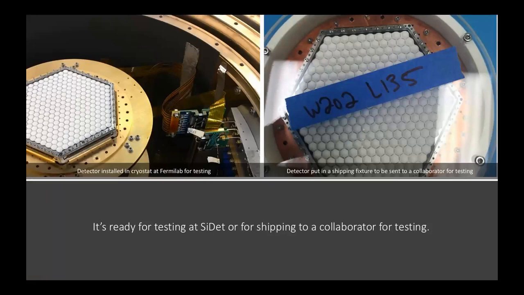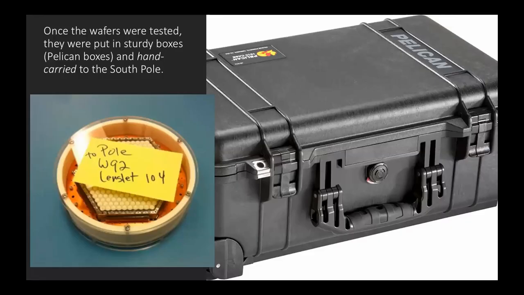And then it's ready for testing either at SciDet. We had capability to test these wafers at SciDet, but we couldn't test all of them. Many of our collaborators also were set up for testing, so sometimes I would ship them to collaborators for testing. And when we had the best 10 wafers, they were put in sturdy boxes that we call Pelican boxes, and they were hand carried on the plane to the South Pole when we all went to the South Pole to put this all together.